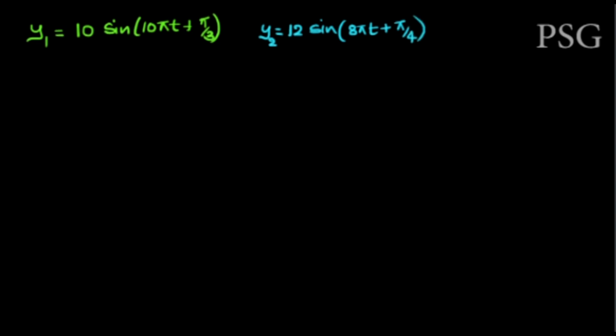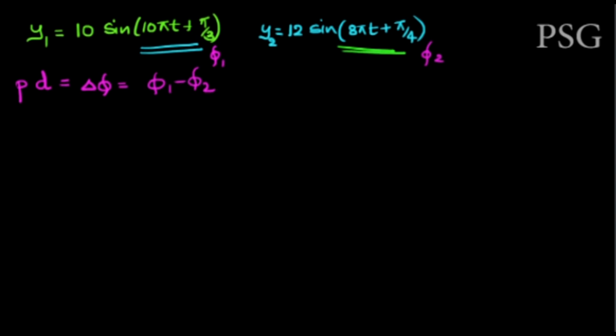So the solution is that let us first calculate the phase difference. This is the phase term of the first displacement equation, and this is the phase term of the second displacement equation. So I can write the phase difference. Call this phi 1 and this phi 2, and take the difference between these two. Phase difference delta phi is equal to phi 1 minus phi 2, or phi 2 minus phi 1.